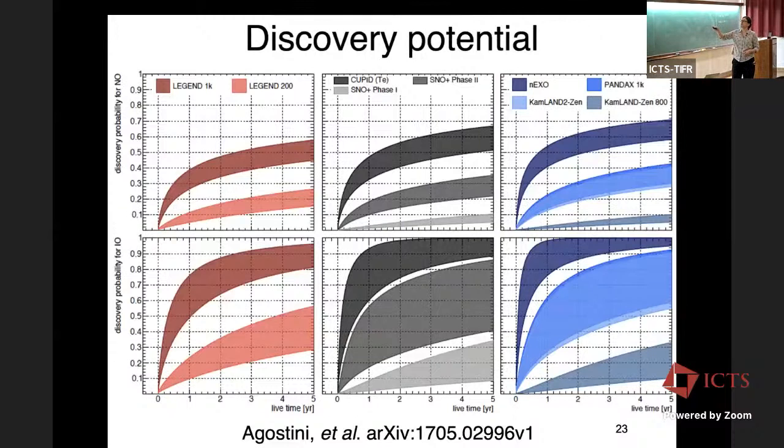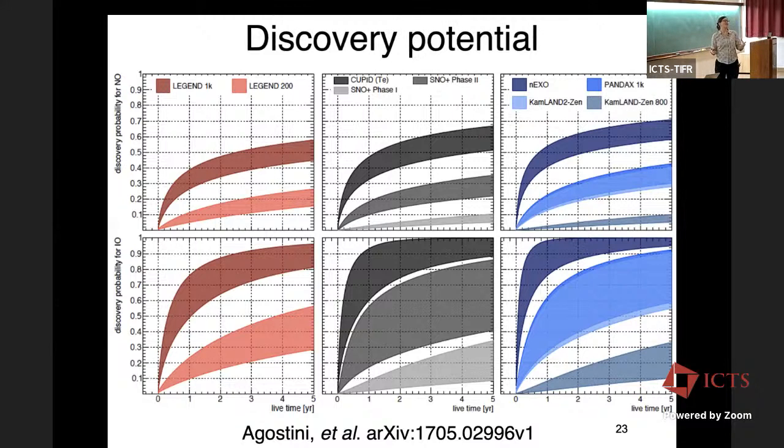And notice that especially for the largest experiments, LEGEND, CUPID, and nEXO, not only do we have very large discovery probability in the inverted ordering for all of these, almost 1 or 1 in some cases, we also have more than 50% discovery probability in the normal hierarchy. So that's what I'm trying to point out.